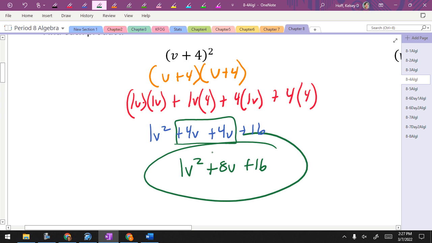Now, wouldn't it be kind of cool if we knew a shortcut to not have to show all of this? And in one step, I could go from here to the answer. So let's look at our answer and look back at the beginning. What are some shortcuts that I think we could use to get from V plus 4 squared down to my answer, 1V squared plus 8V plus 16?